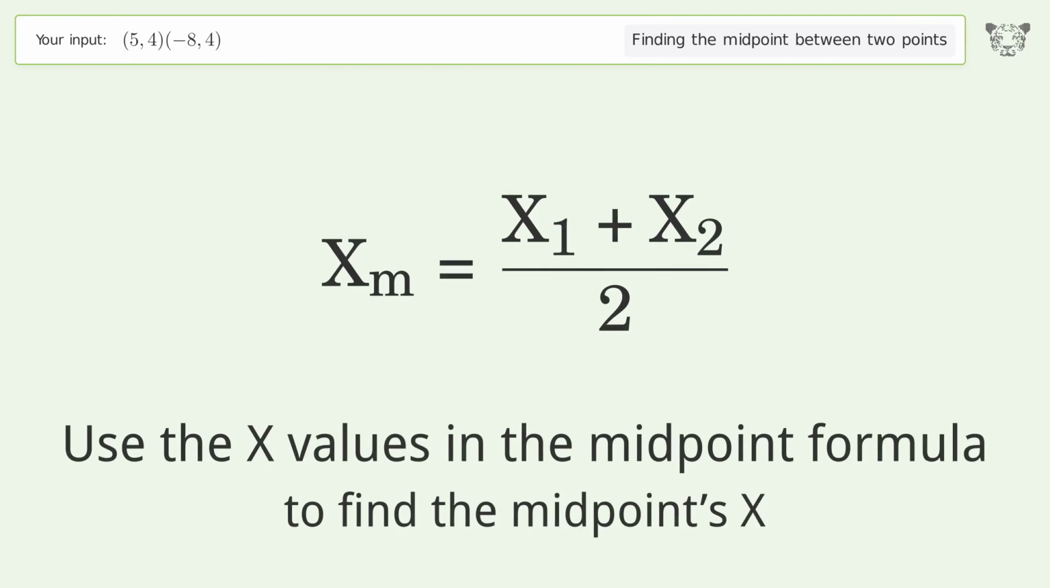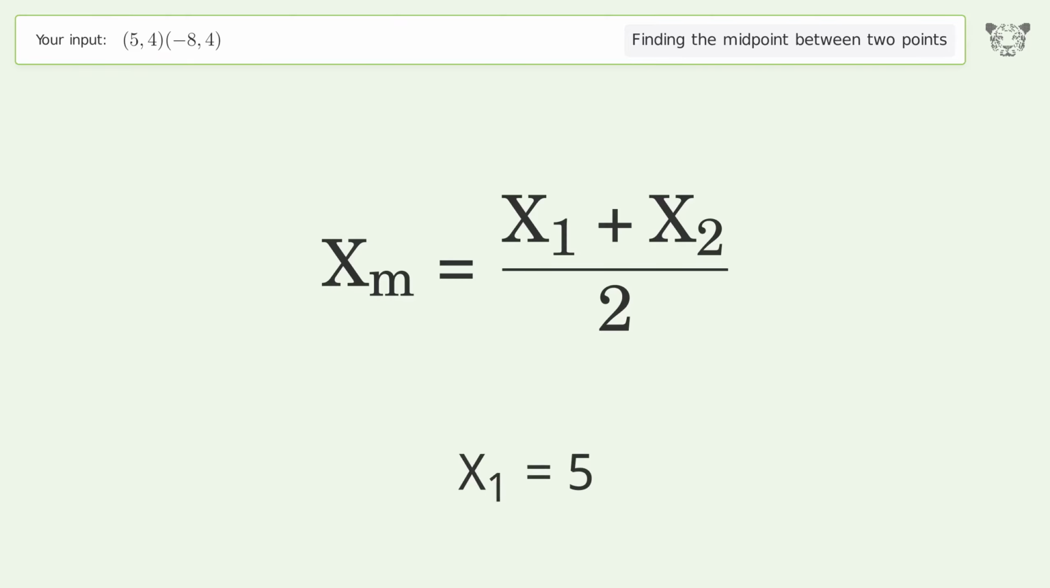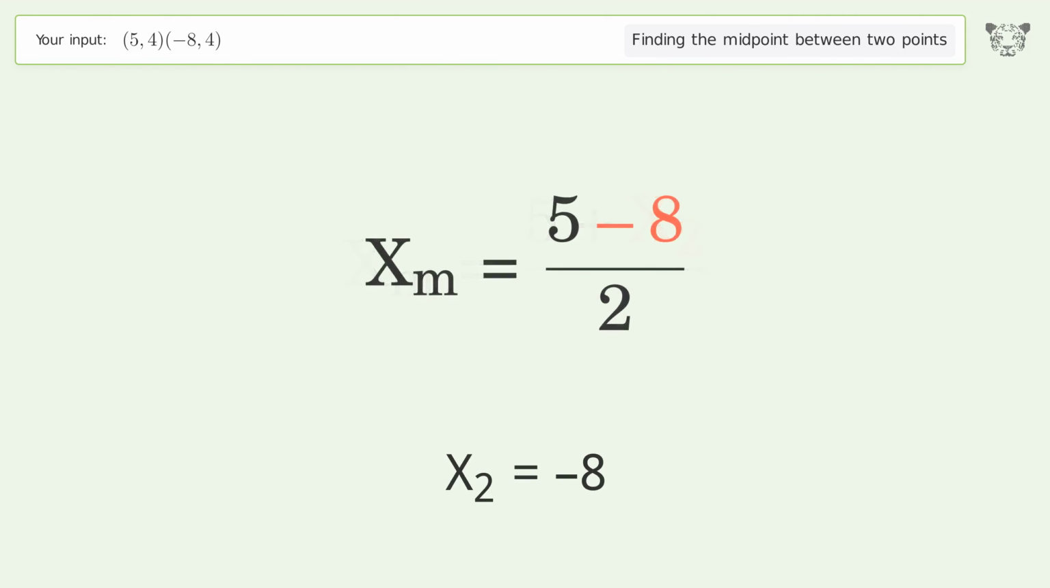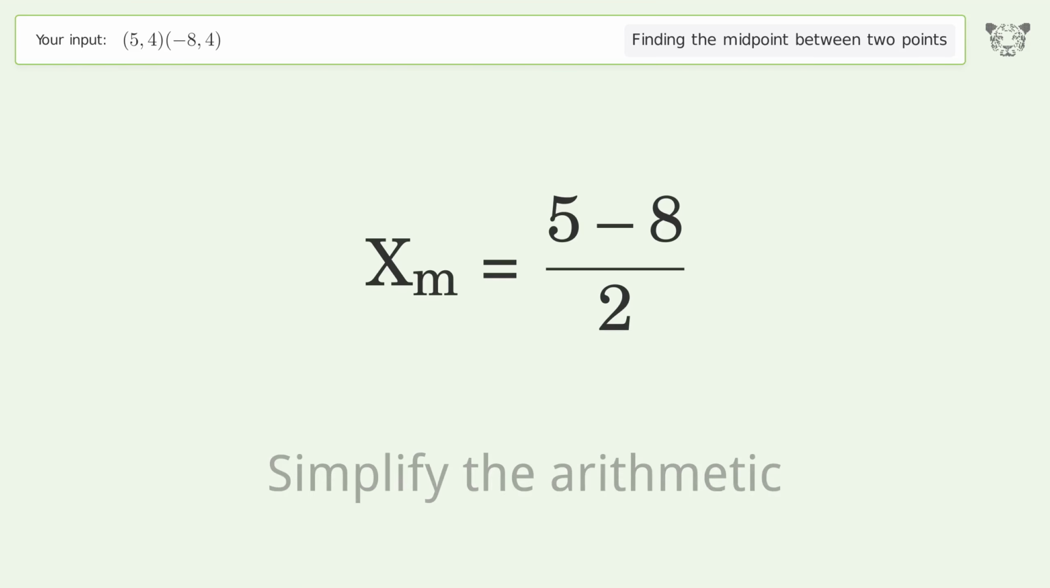Use the x values in the midpoint formula to find the midpoints x. x1 equals 5. x2 equals -8. Simplify the arithmetic.